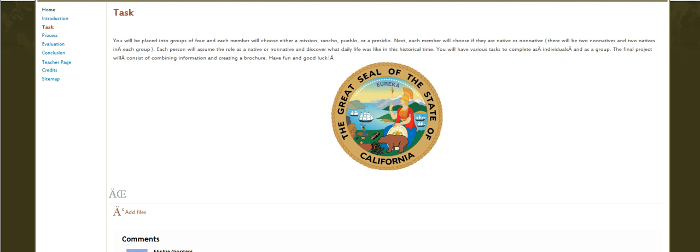Moving on to the task page, each student will see that they'll be placed in a group of 4, and they will have to choose to research either a specific mission, pueblo, rancho, or presidio. They will also choose whether they are native or non-native to the state of California. They will work together and individually to complete a final project, which will be a brochure discussing each of the specific California landmarks, which they will eventually present to the class.